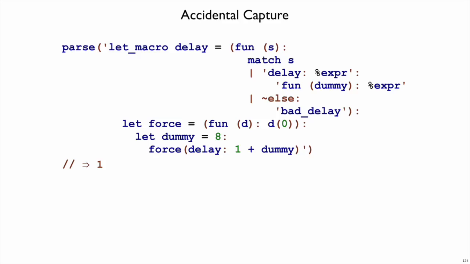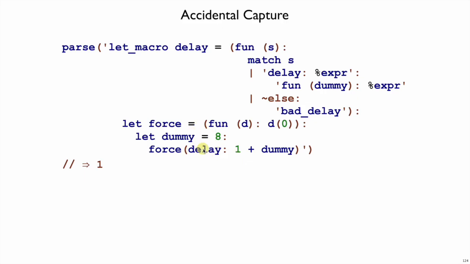Our macro system for Mo has a bad property, which is that it's easy for a macro to accidentally interfere with the main program. For example, here I have set up my delay macro and my force helper function, and I have a local argument that I've decided to name dummy that's equal to 8, and I'm delaying the addition of 1 to dummy, which should give me 9, and then forcing that later. So clearly I should get 9 if I'm just looking at this part of the code.